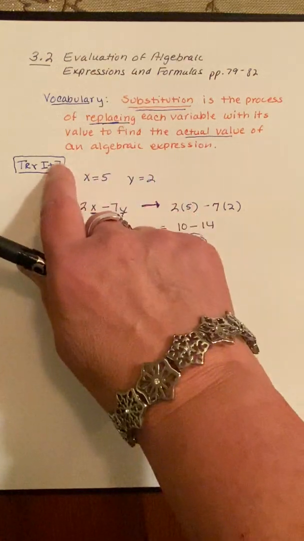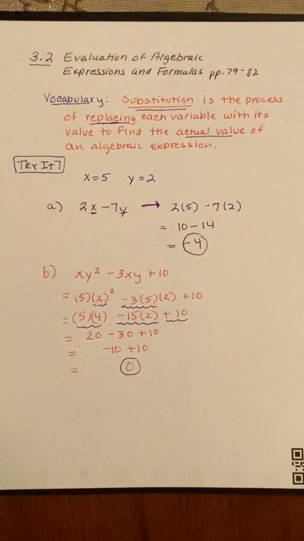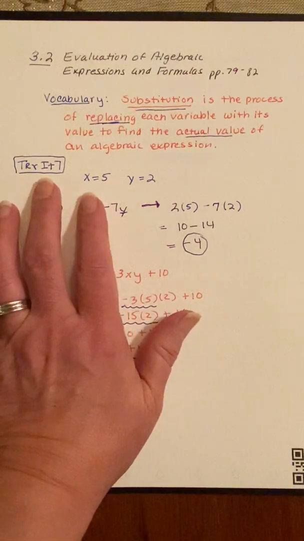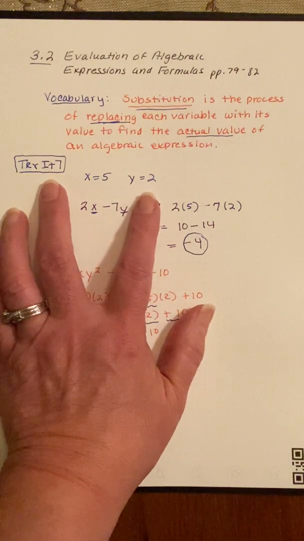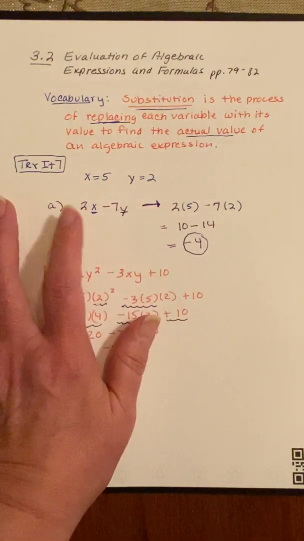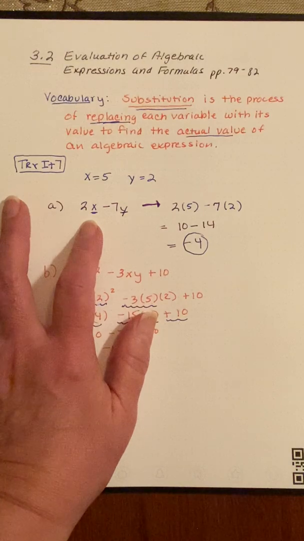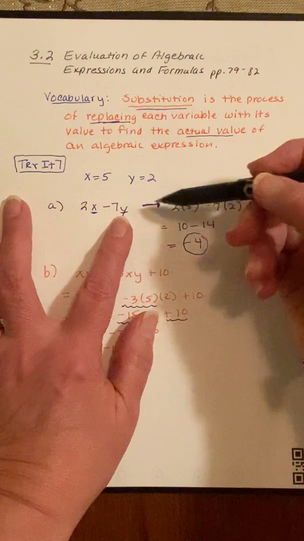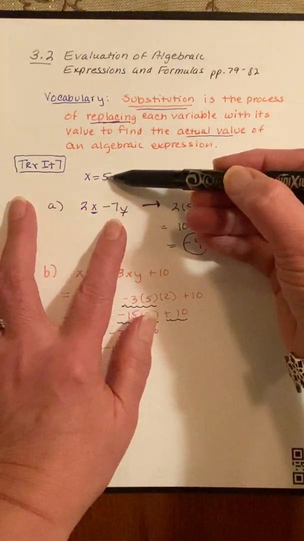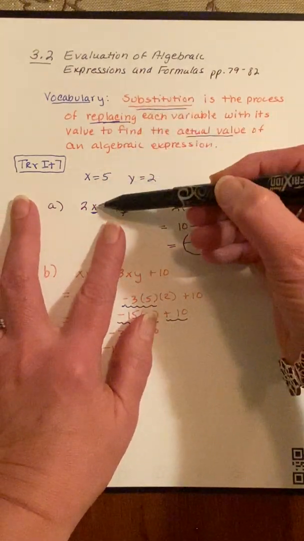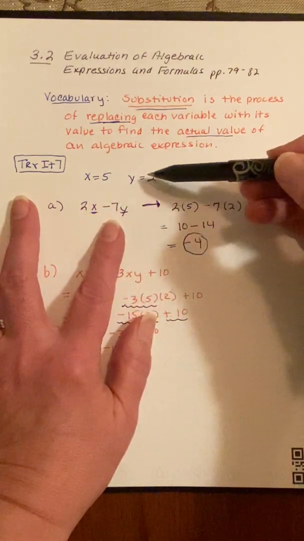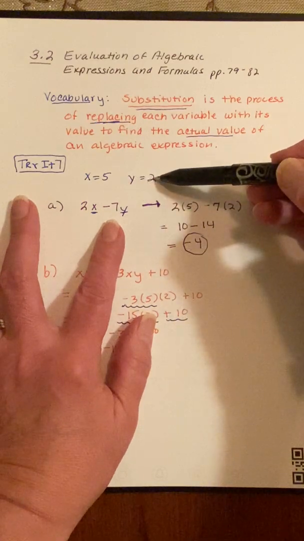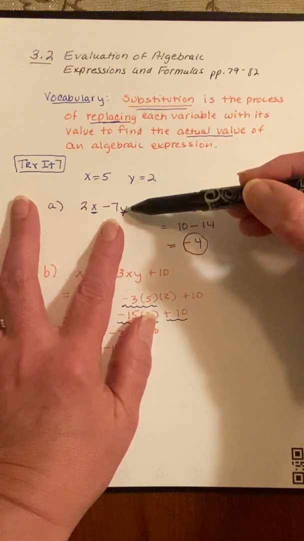For example, in try it number 7, letter A, we have x being worth 5 and y being worth 2. So in A, the expression is 2x minus 7y. At this point, we're going to take 5 and substitute it into x's position. And then we're going to take 2, which is what y is worth, and substitute it into y's position.